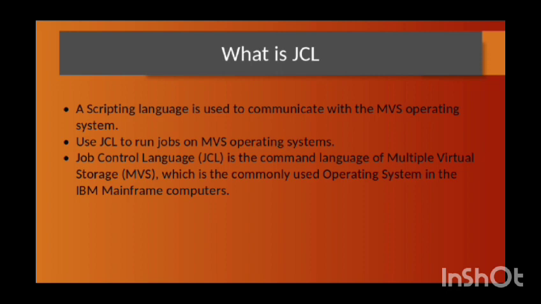So the big question is, what is JCL? JCL is a scripting language. It's used to communicate with the MVS operating system. MVS is Multiple Virtual Storage. We use JCL to run jobs on the MVS operating system. Job Control Language, that is JCL, is the command language of Multiple Virtual Storage, MVS, which is a commonly used operating system in IBM mainframe computers.